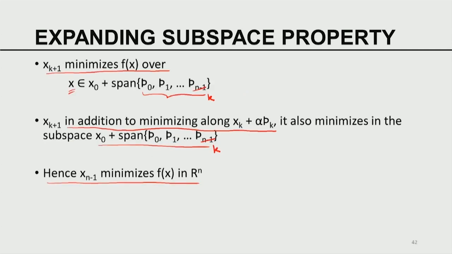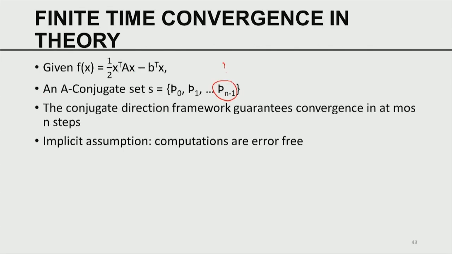Therefore, you can see, what is the summary of this? Each iterate not only tries to minimize in the direction chosen, it also minimizes in the subspace spanned by all the previous conjugate directions. So when I come to xn minus 1, xn minus 1 minimizes f of x over the span of p naught, p1, p2 up to pn minus 1. Since p naught, p1, p2, up to pn minus 1 span the whole space as a basis, I have minimized it over the entire Rn. So that's the fundamental idea of this expanding subspace property. That essentially gives you the notion of finite time convergence.